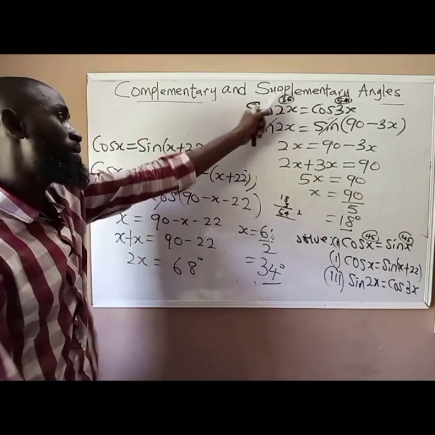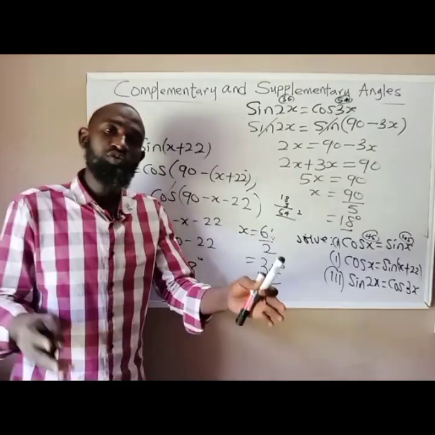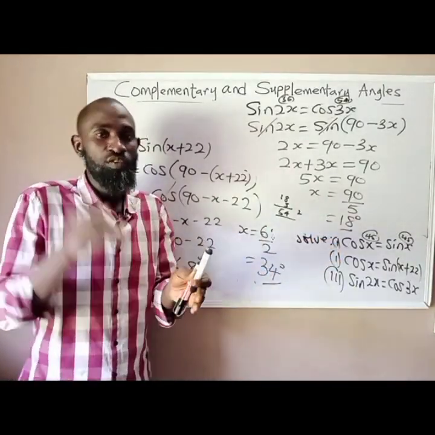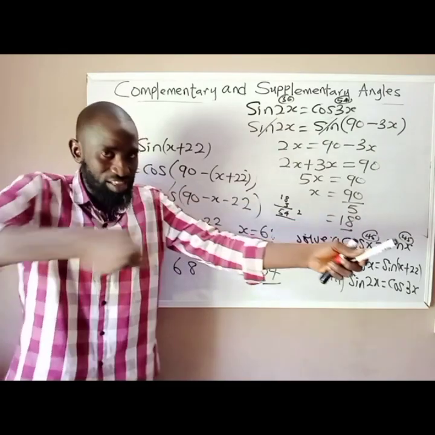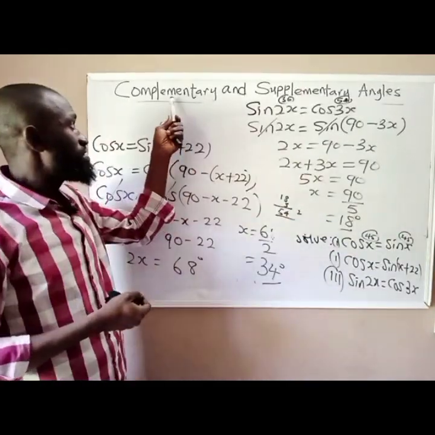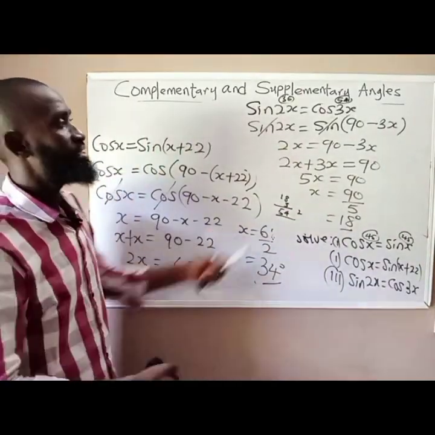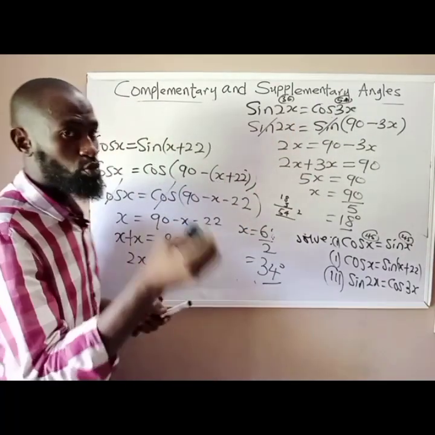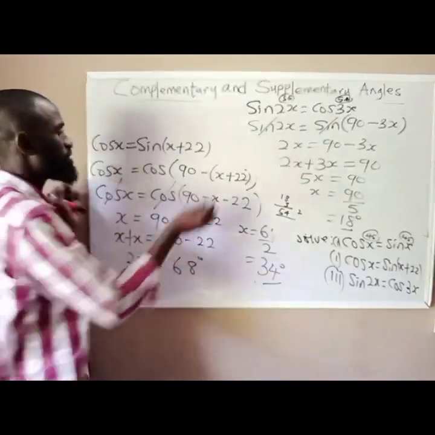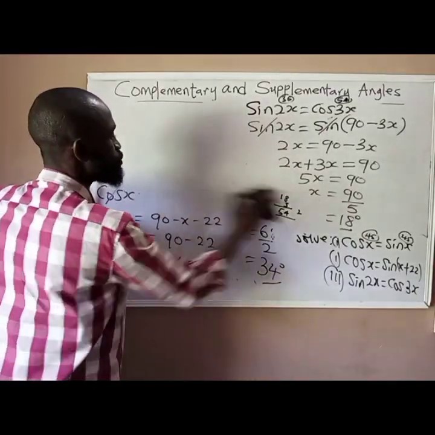Then what are supplementary angles, class? Supplementary angles are angles that sum up to give 180, and they are always on a straight line. Complementary angles sum up to give 90. Supplementary angles sum up to give 180 degrees.